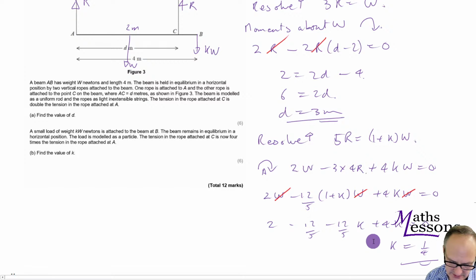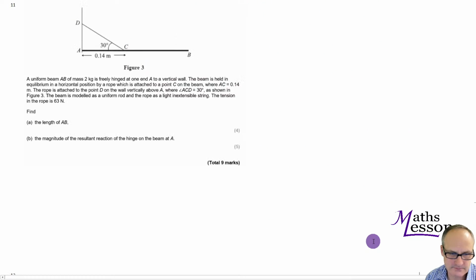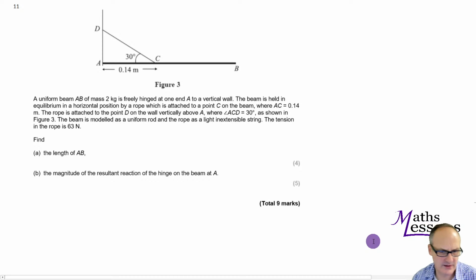Right, our next question, question 11. Let's just zoom in so you can see a bit more of this. I think it's this one, held by a rope attached to point B. It's showing the beam is uniform and it's hinged. So this is the hinge question.